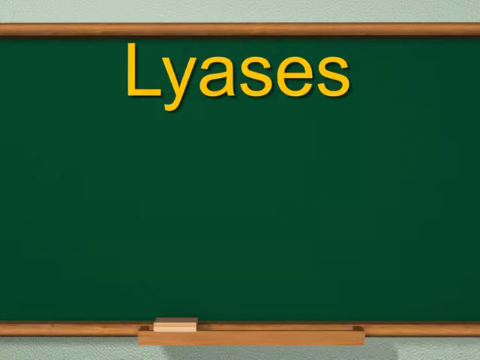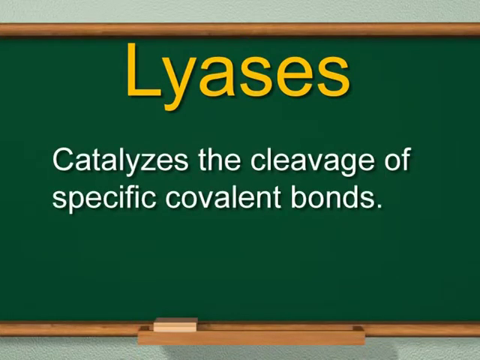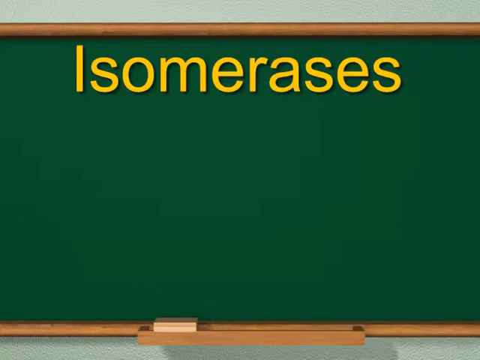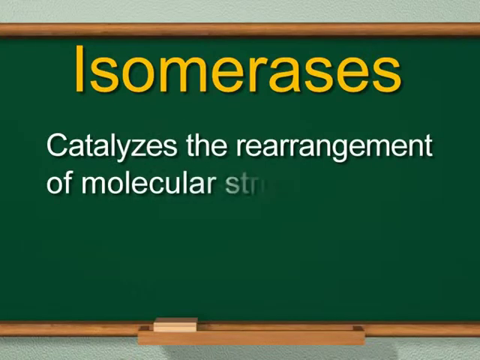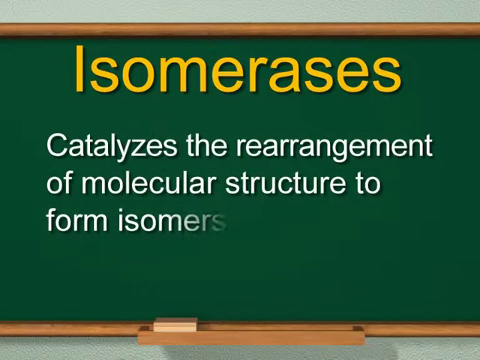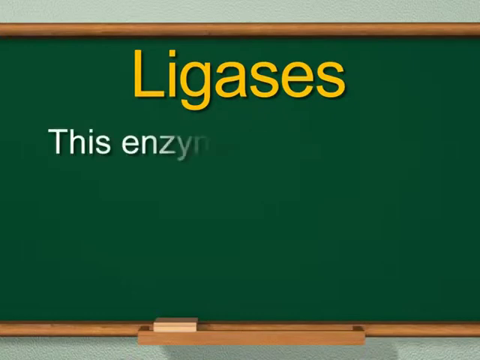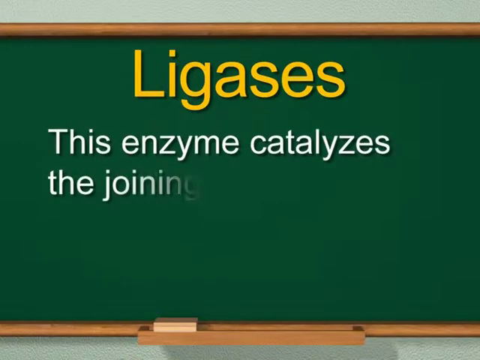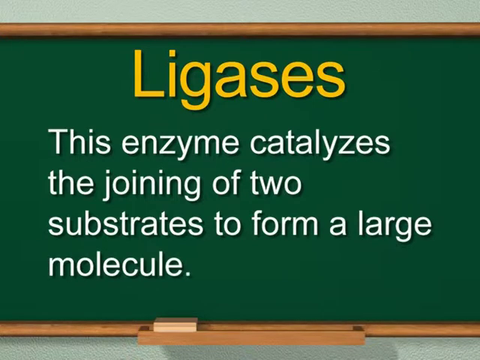Lyases catalyze the cleavage of specific covalent bonds. Isomerases catalyze the rearrangement of molecular structure to form isomers. Ligases. This enzyme catalyzes the joining of two substrates to form a large molecule.